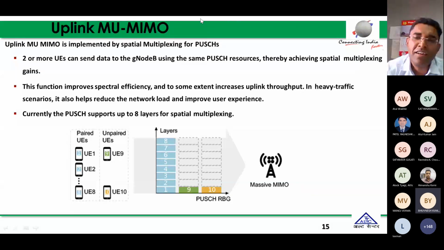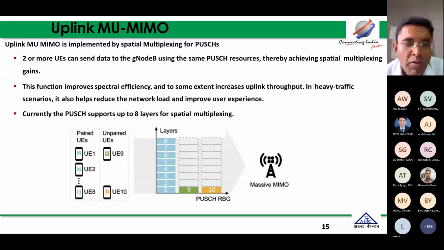In uplink multi-user, 8 UEs can be paired, while in downlink 16 UEs can be paired. Why is there a difference in uplink and downlink pairing capacity? Why is there a difference between uplink and downlink?